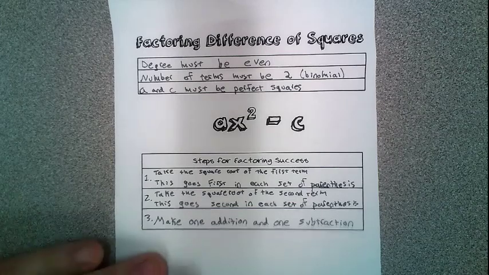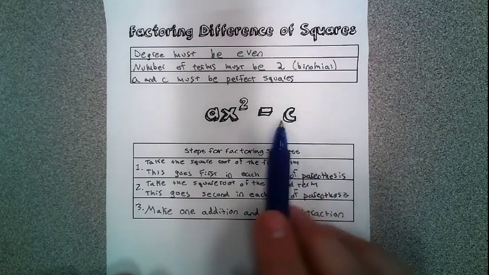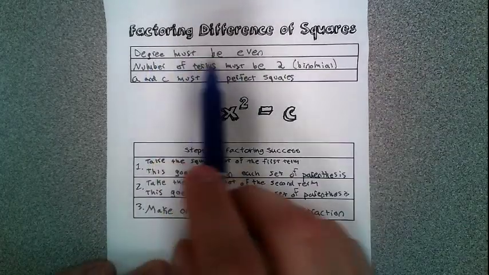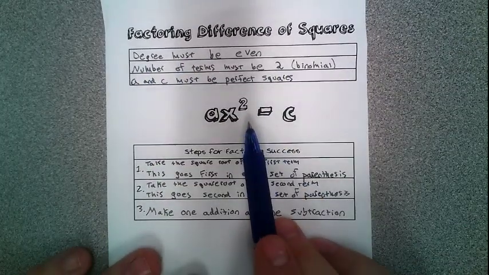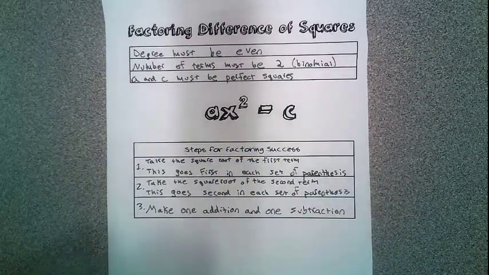So, factoring difference of squares. If you recognize that this is a perfect square and this is a perfect square, then we can factor them using a special pattern. In order to do this, the degree must be even. So a degree of 2, 4, 6, 8, 10, right? The degree must be even.